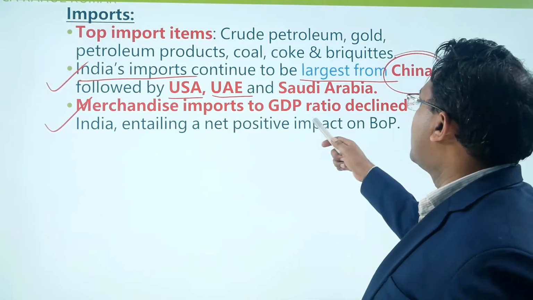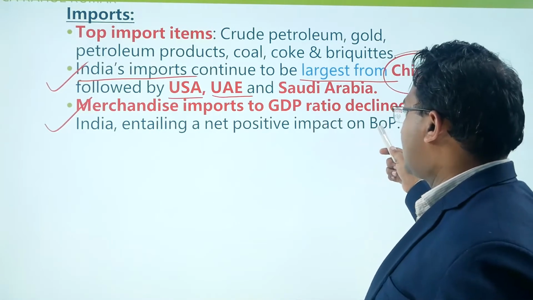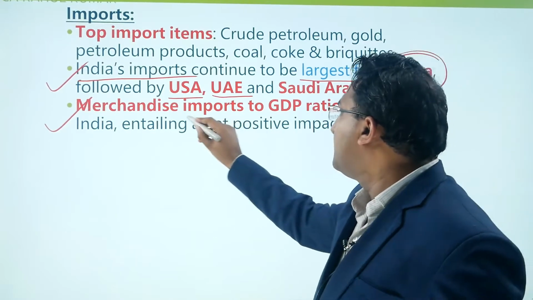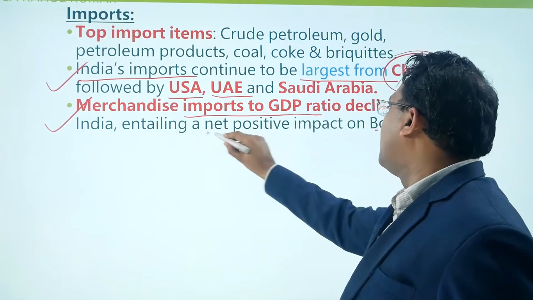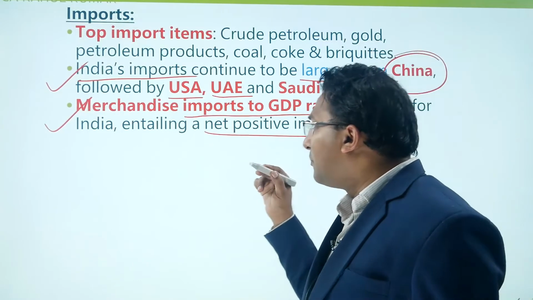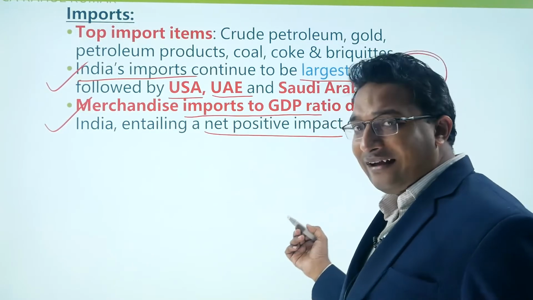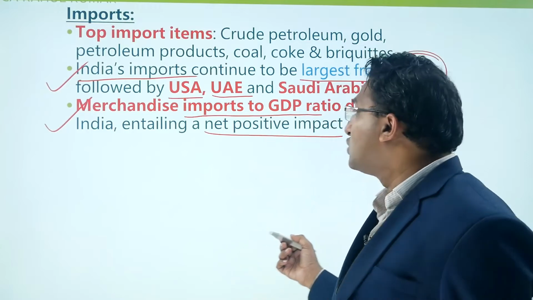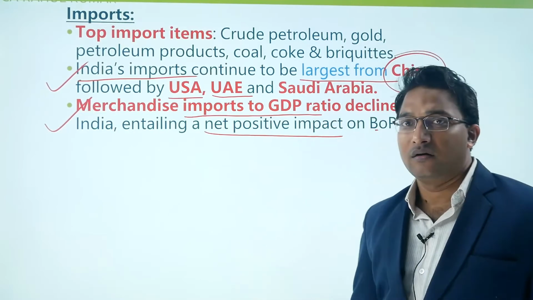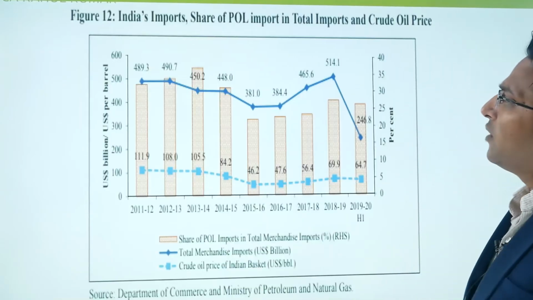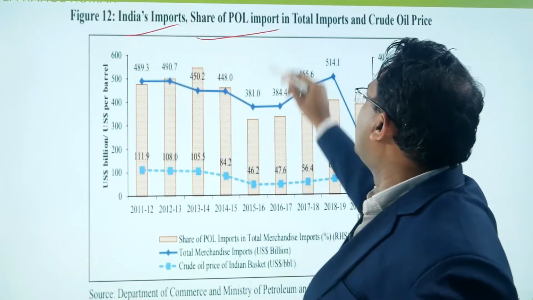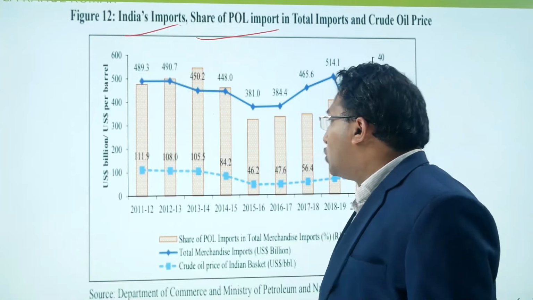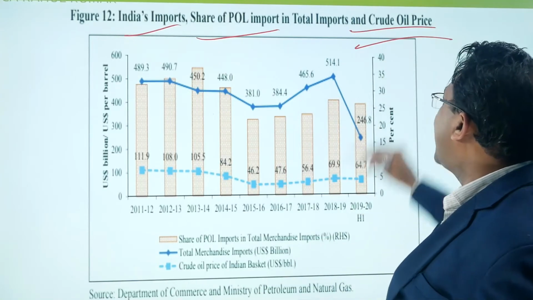Merchandise imports to GDP ratio declined. So import to GDP has actually declined for India, entailing a net positive impact. So definitely if the merchandise import declines, it will have a positive impact upon the BOP, right? Now coming to India's imports. India's import and share of POL import in the total import and crude oil price.